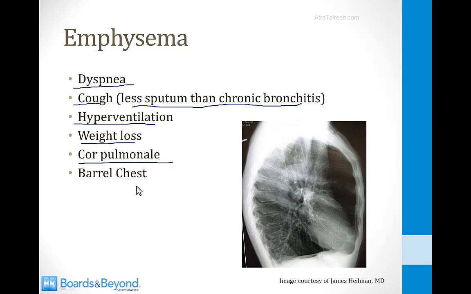And another classic finding of emphysema is the barrel chest. This is an x-ray of someone with a barrel chest over here on the right, and that's from all the air trapping due to the emphysema and the obstructive physiology.